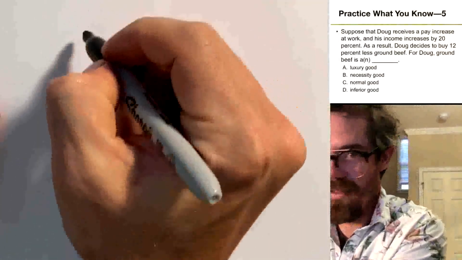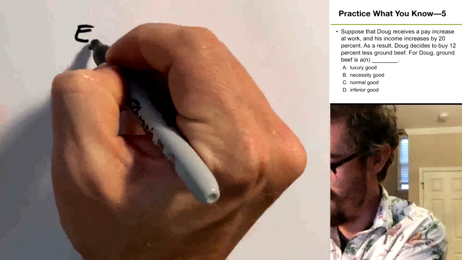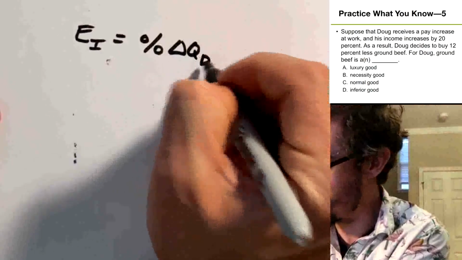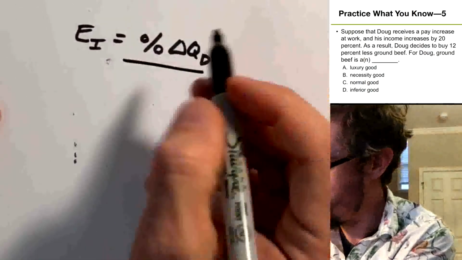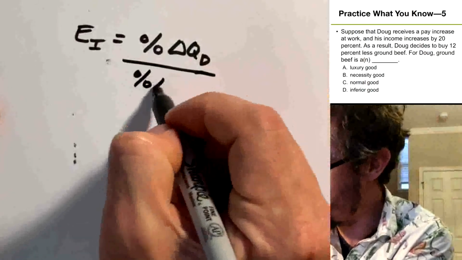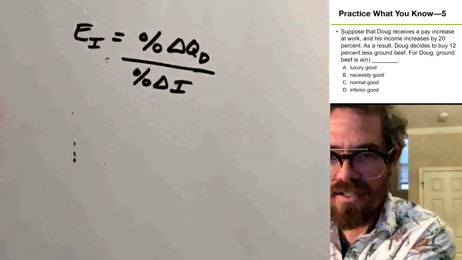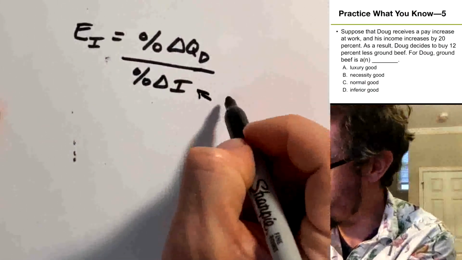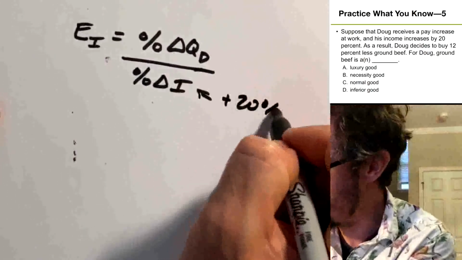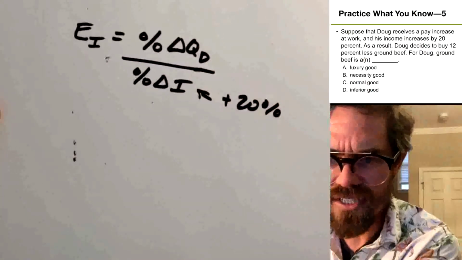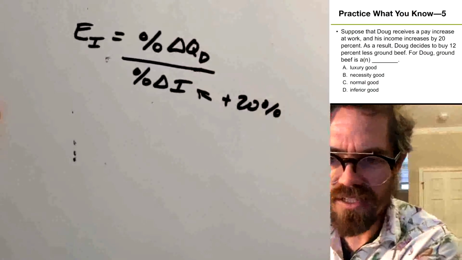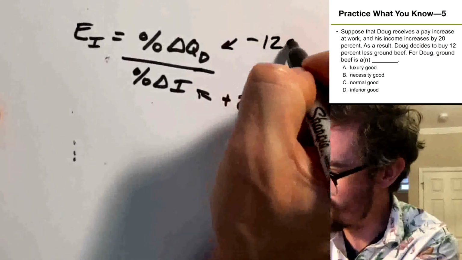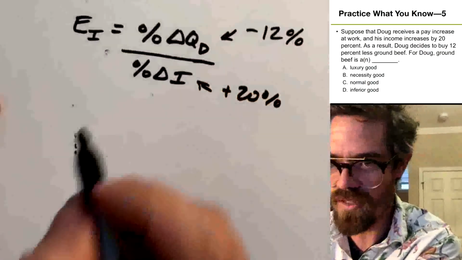All right, so our income elasticity, E_I, is equal to the percent change in quantity demanded. That's still on top, so that hasn't changed. What is different, though, is it's now percent change in income, right? Okay, so there's our formula. Now we're told that he gets a pay increase of 20%, so that's the bottom here, positive 20%. And we're told that he decreases his consumption of ground beef by 12%. So that's percent change in quantity demanded. It's a negative 12%. Okay, so there are the numbers we're going to plug in.